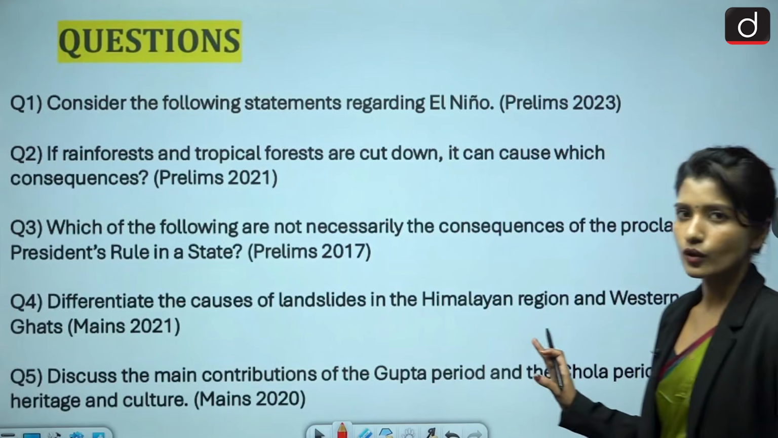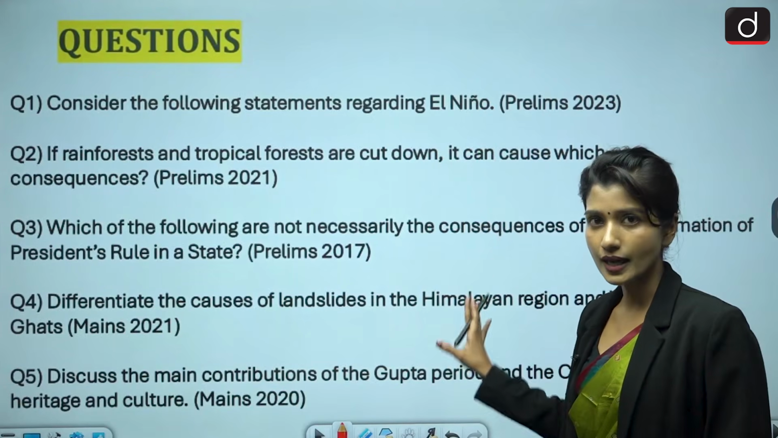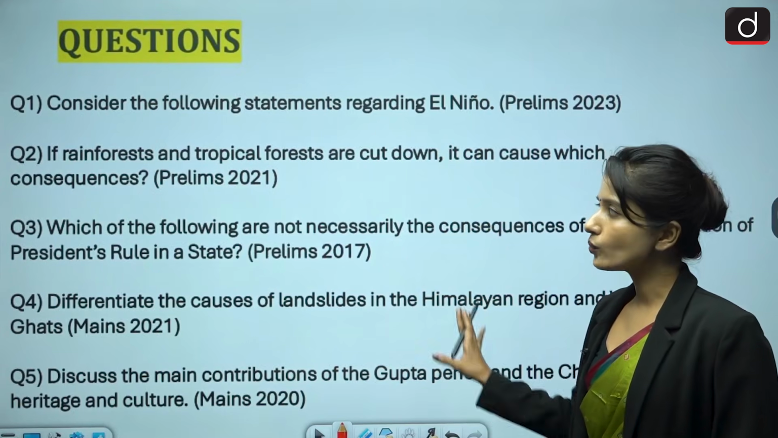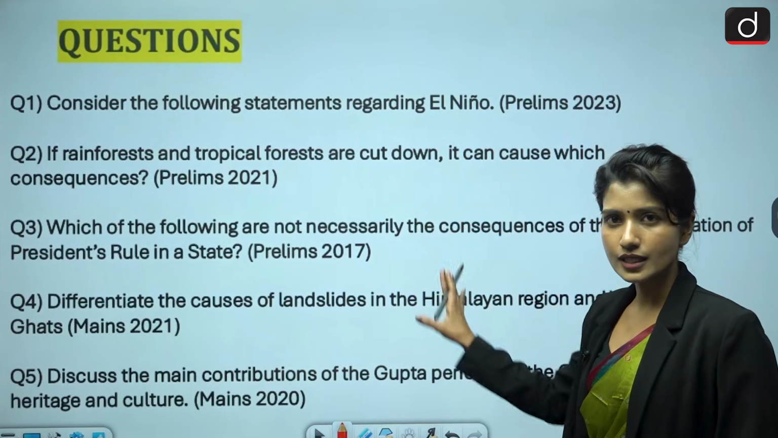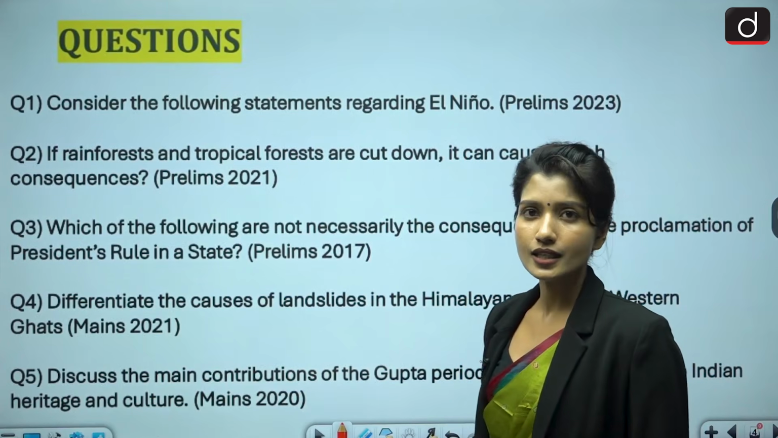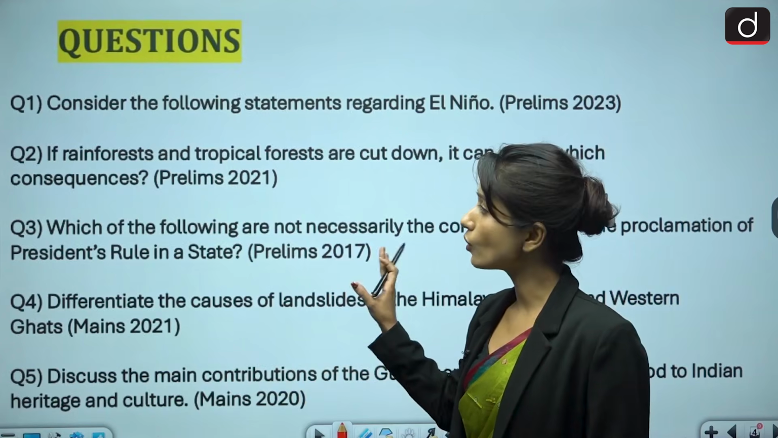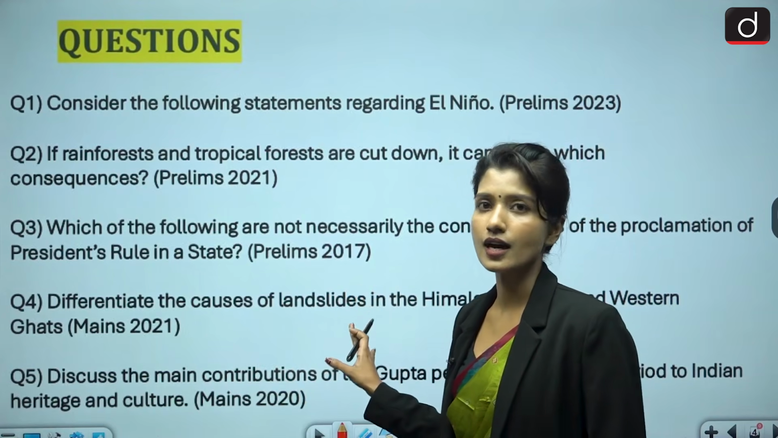Before I talk about all of that, these are some of the questions which have been asked in prelims and mains earlier. And you know what is the common link between all these? The common link is they were either asked directly from NCERTs or they had their foundation in NCERTs at least. And there are a lot more questions like these that have been asked earlier.